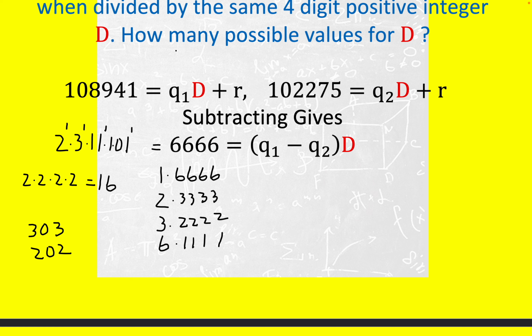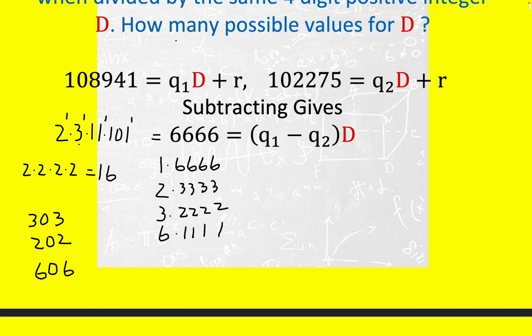Any others? Well, 11 times 101, what is that? Oh, yeah, that's 1111. Yeah, 11 times 101 has got to be 1111, right? Any others? 606. How did I get 606, ladies and gentlemen? I did 2 times 3 times 101, which is 6 times 101, which is 606. So the answer, though, is just these 4. It says how many possible? It's these 4 right here.